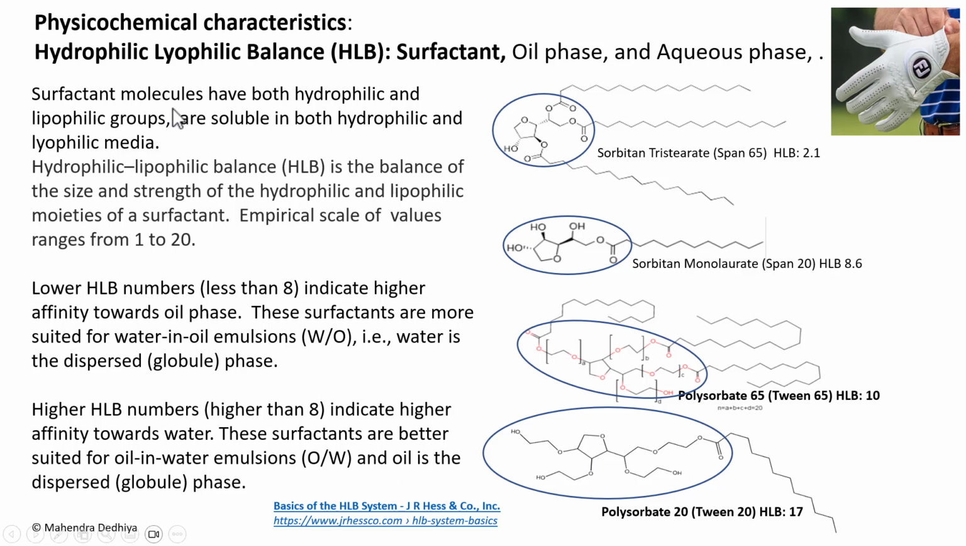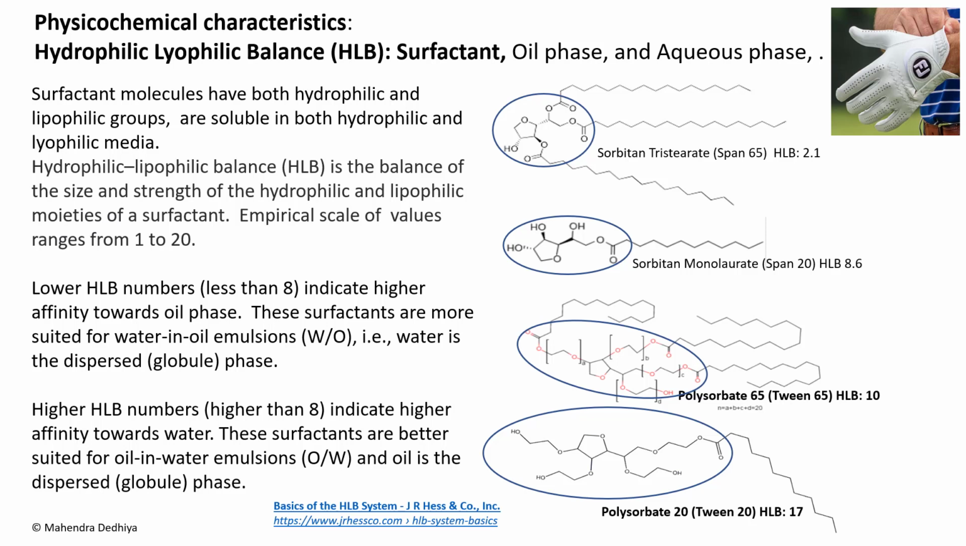HLB. Surfactant molecules have both hydrophilic and lipophilic components. Lipophilic components are soluble in oil, and hydrophilic components are more soluble in aqueous or water. Hydrophilic lipophilic balance, HLB, is the balance of the size and the strength of hydrophilic and lipophilic moieties on a surfactant. Griffin developed an empirical scale with values of 1 to 20. It has now been expanded to values higher than 20.